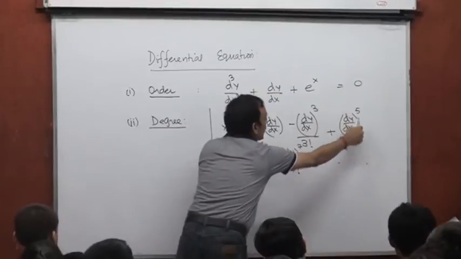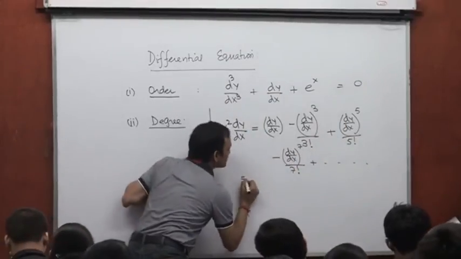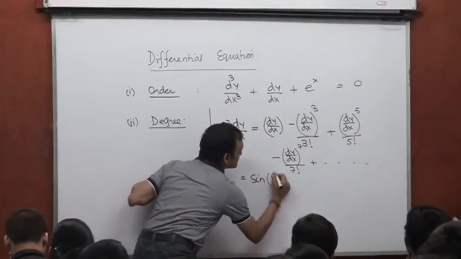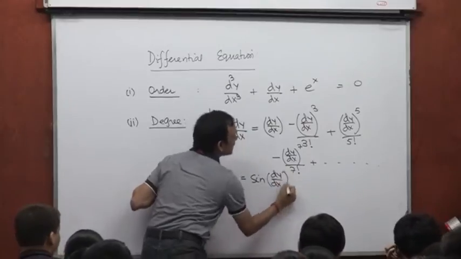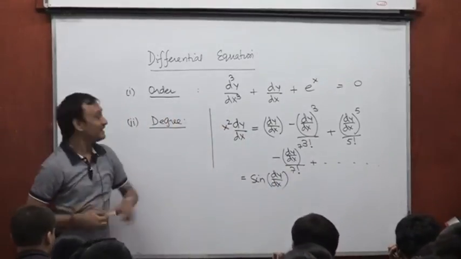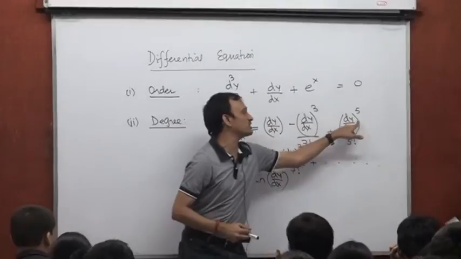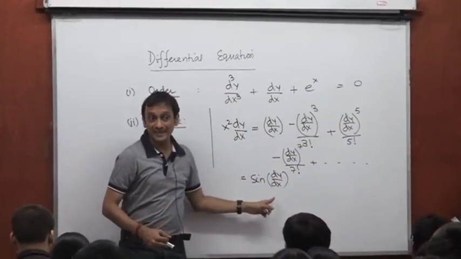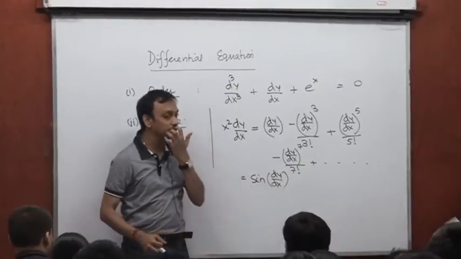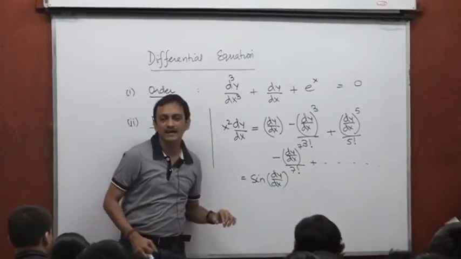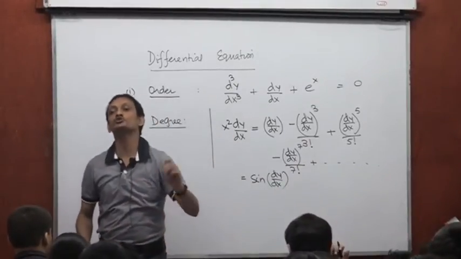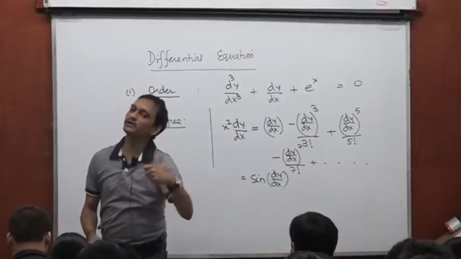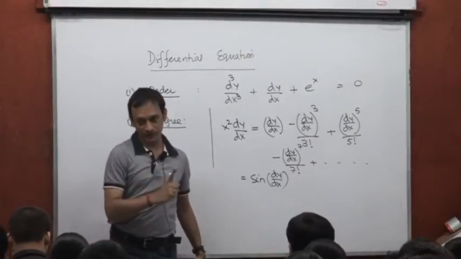In fact, do you realize that this right hand side is in fact sine of dy/dx? It is t minus t cube by 3 factorial plus t to the power 5 by 5 factorial and so on and so forth. That's the expansion of sine theta. So sine of dy/dx equal to x squared dy/dx. This differential equation does not have a degree, but it has an order which is 1.